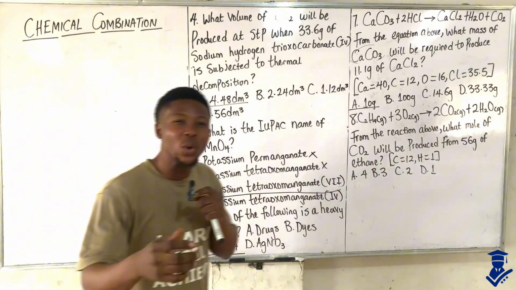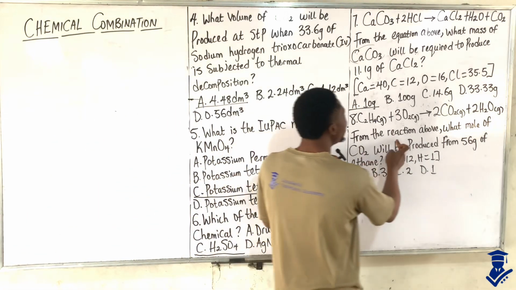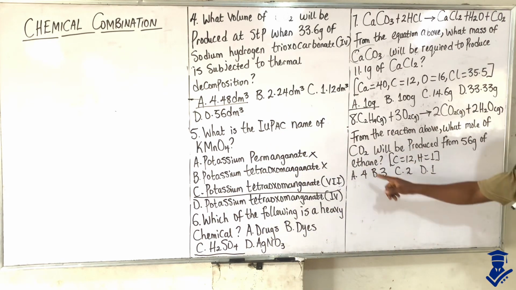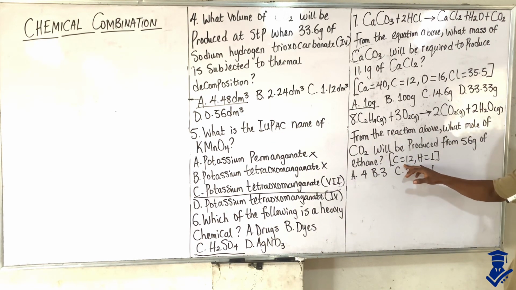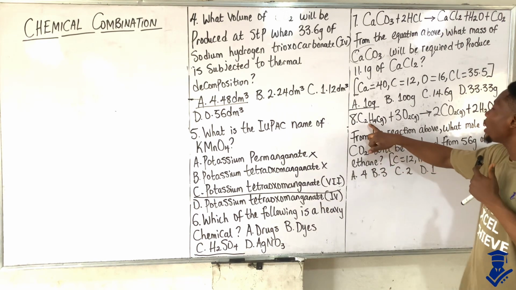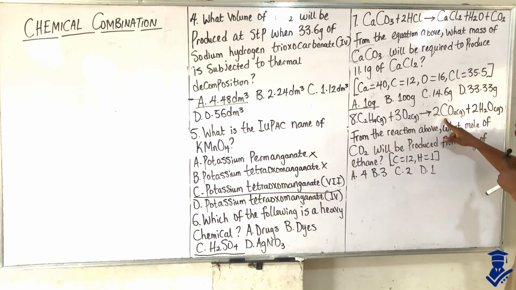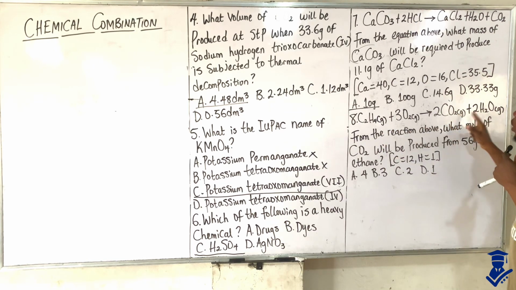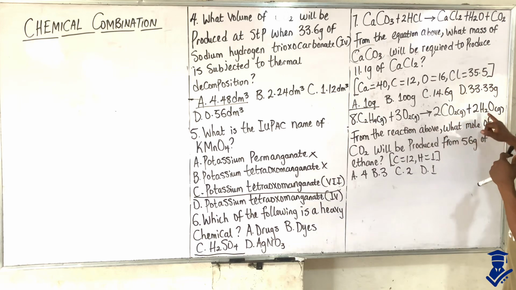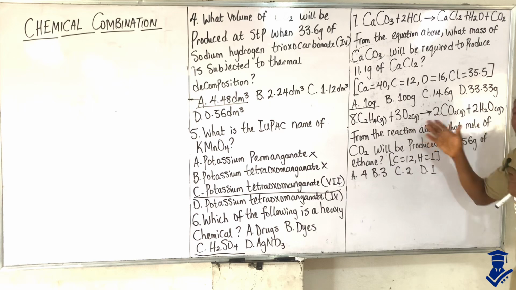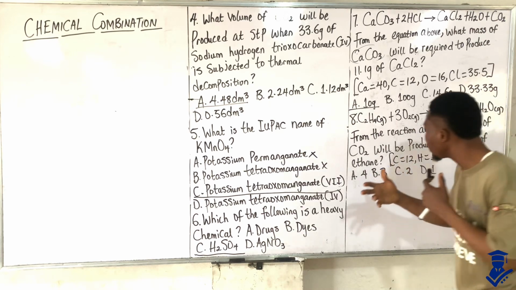All right, so we want to solve the next question. It says, from the reaction above, what mole of CO2 will be produced from 56 gram of ethane? Now we're given the molar mass of carbon and hydrogen. Let's check, is the chemical reaction balanced? That's the first thing you should check. We have 2 atoms of carbon here, we have 2 atoms of carbon here, we have 4 atoms of hydrogen here, we have 4 atoms of hydrogen here, we have 6 of oxygen. So this is 2 plus 4. So the equation is balanced.